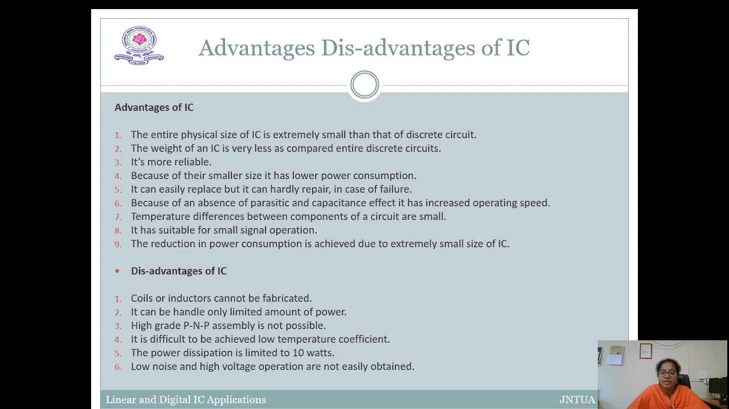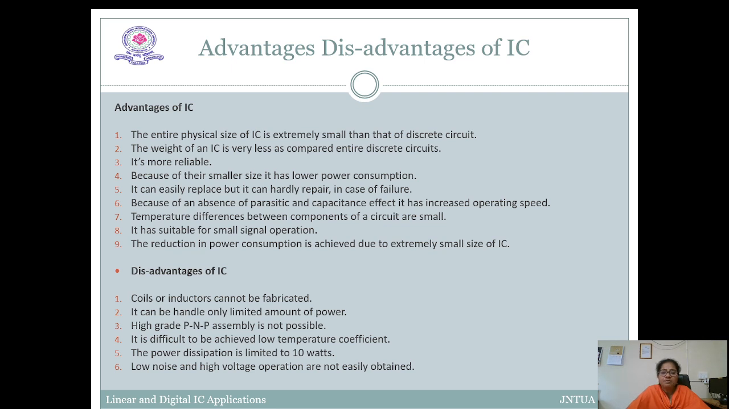So whatever components we take, and whatever expected inputs and outputs there are for any circuit, we can expect that accurate result. And because of their smaller size, it has lower power consumption. If size is low, power consumption is also low. It can easily be replaced, but it can hardly be repaired. So we cannot repair any IC. If there is any damage in that IC, the IC itself is a failure.